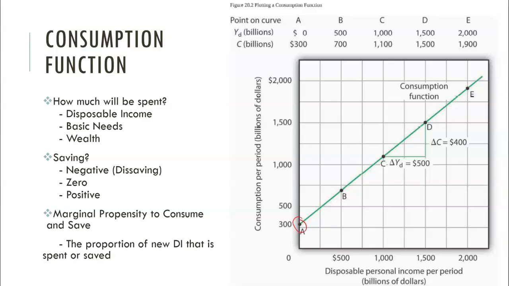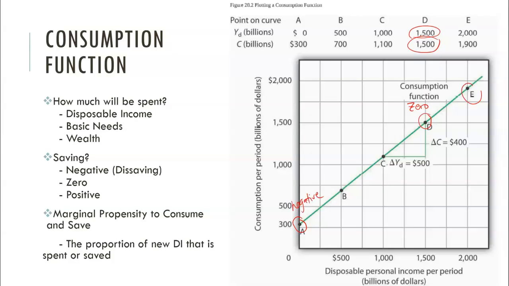Now we see at point A, we've got some negative saving, right, or dissaving. We're spending $300 more than what we earned. At point D, we've got zero saving. And this is talking about total, not extra, okay? Because at point D, we are earning $1,500, we are spending $1,500.